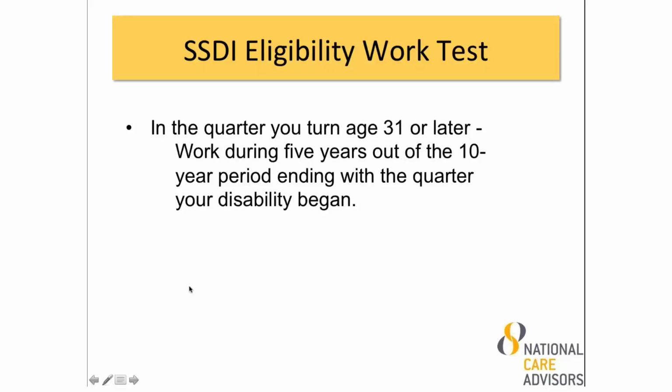There's one other test, and that's in the quarter you turn age 31 or later, you have to have worked at least 5 years out of the 10-year period ending with the quarter your disability began. So again, yet another interesting requirement in order to get SSDI. We find that this is a problem most often with individuals who have left the workplace for a period of time, for example, to raise children, or they were unemployed and they unfortunately have now had an accident or some other reason why they now meet criteria for disability. We find that they don't have enough work history to receive SSDI, even though they may have worked at other times in their adult life.